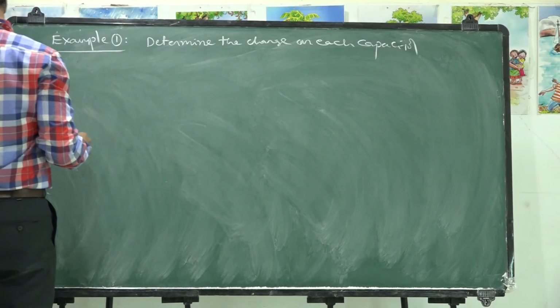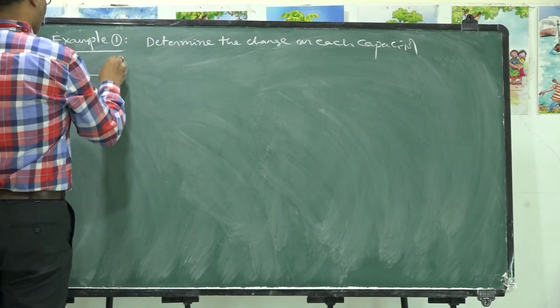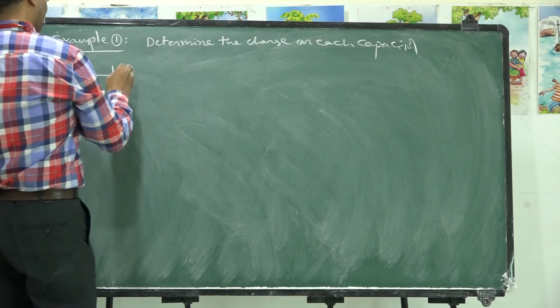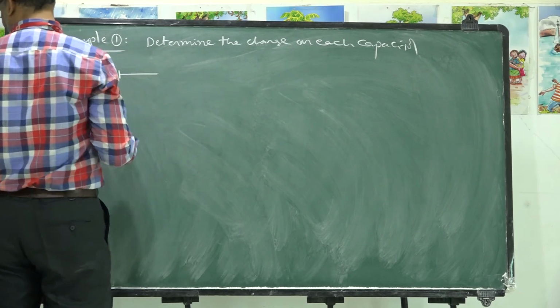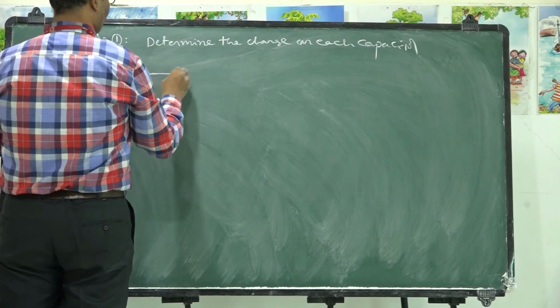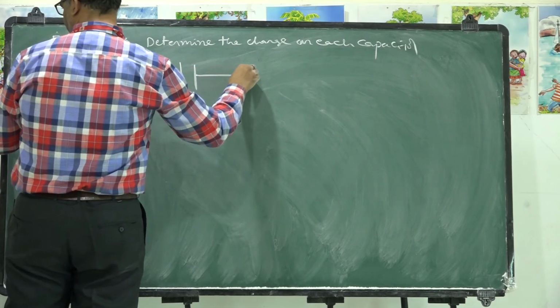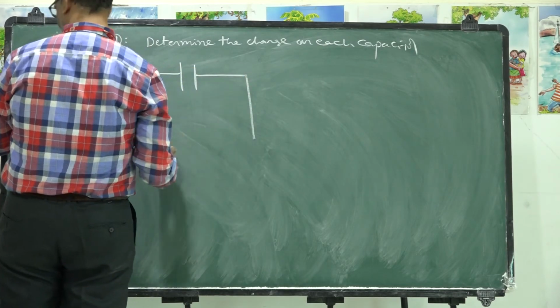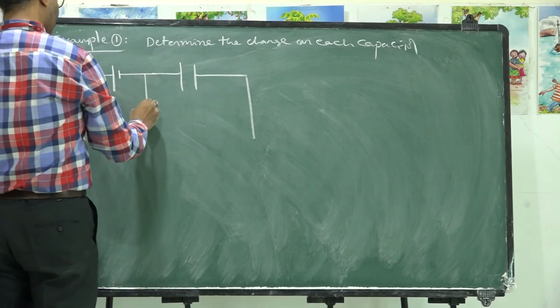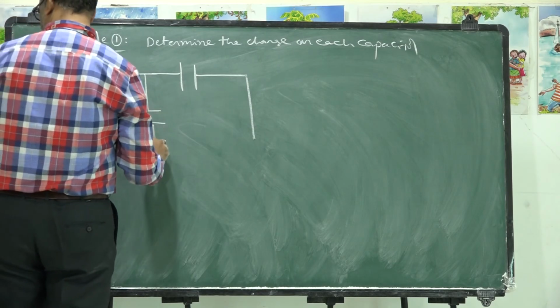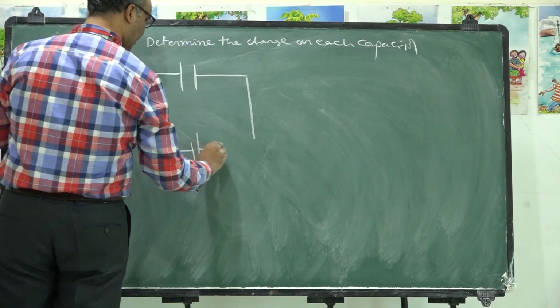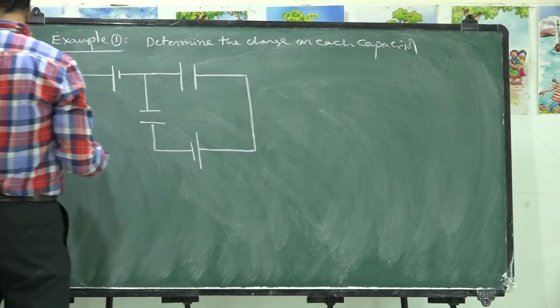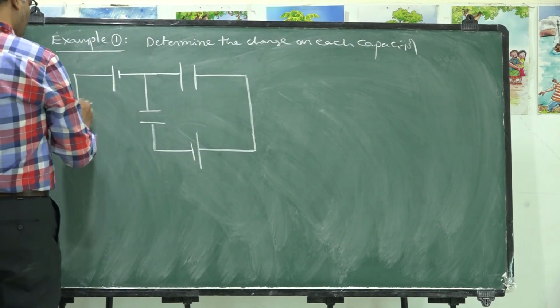Here is a circuit like this. There is some battery connected to a capacitor. One more capacitor is here. There is another battery like this. There is another capacitor like this.